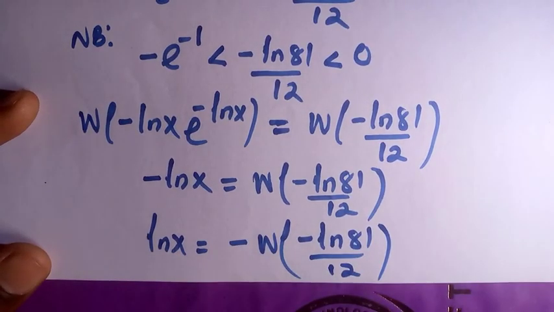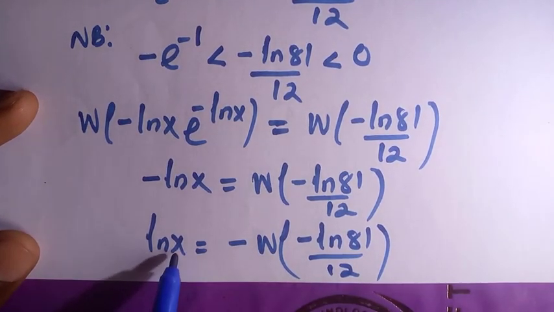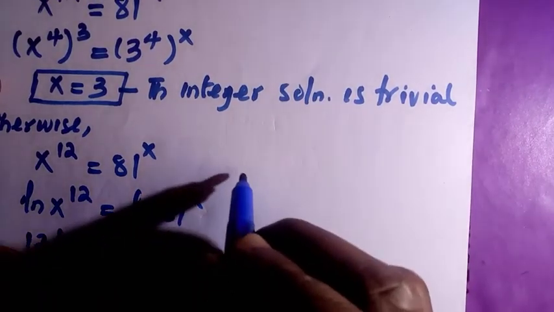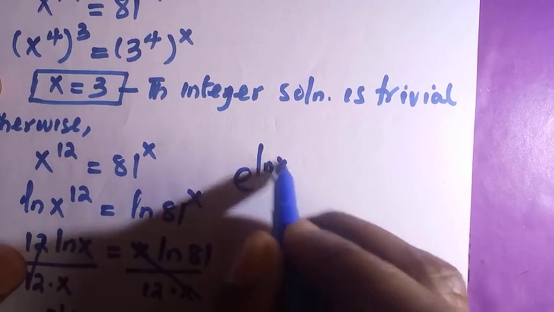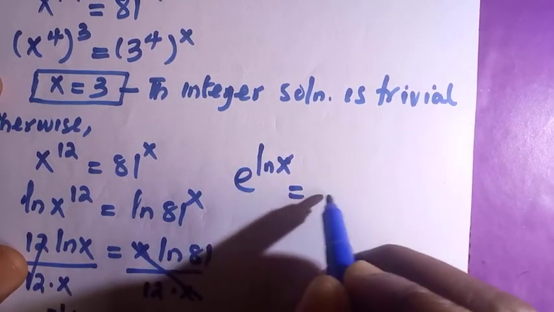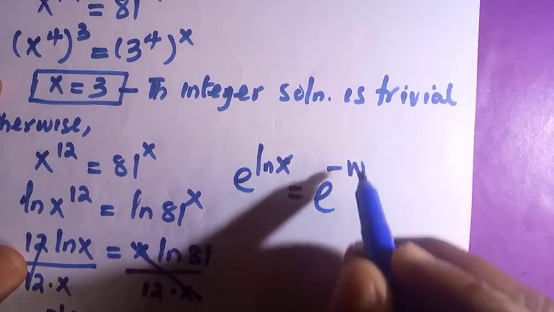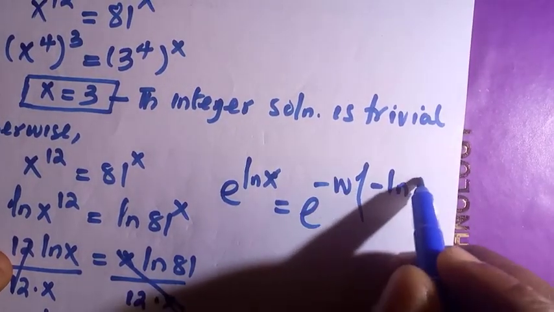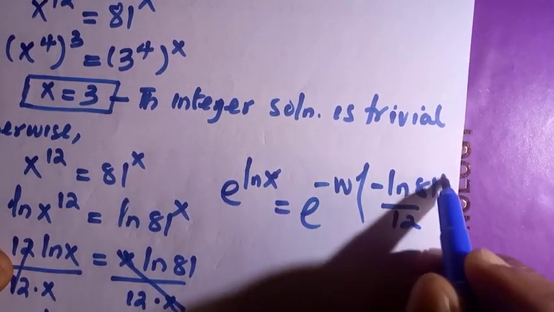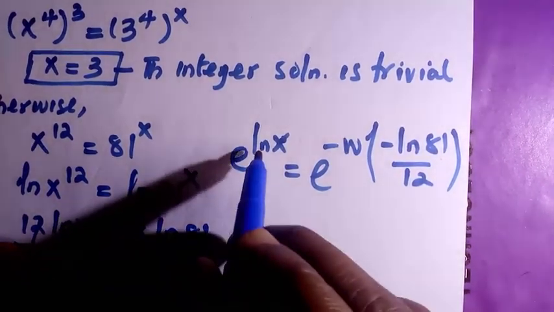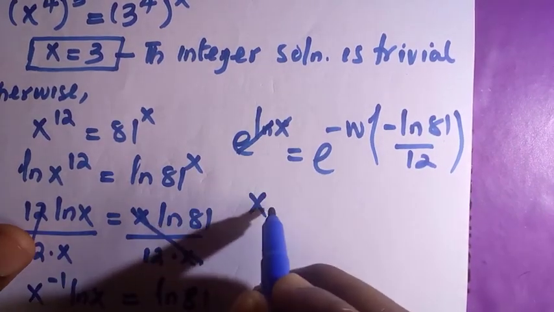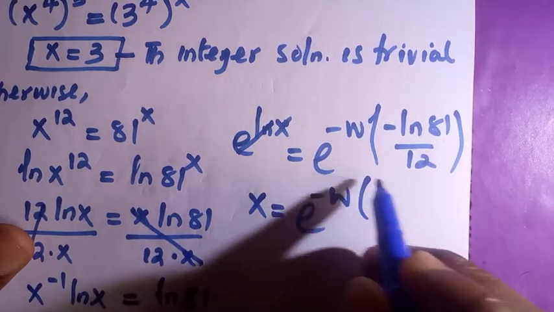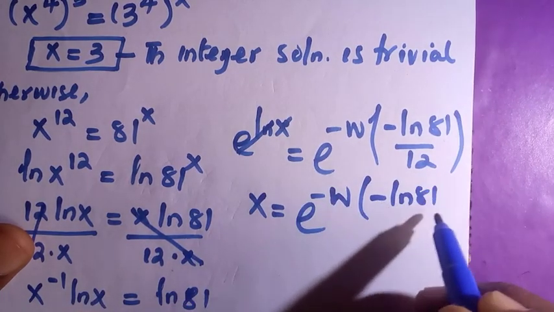The question says we find the value of x. So what we're going to do here is introduce e to both sides, and that e is exponential, because the exponential and ln are inverse, they cancel each other. That is the essence of introducing it here. Then we have exponential of minus omega of negative ln 81 divided by 12. So the exponential and ln will be cancelled. Hereby we have x equals exponential of negative W of negative ln 81 divided by 12.